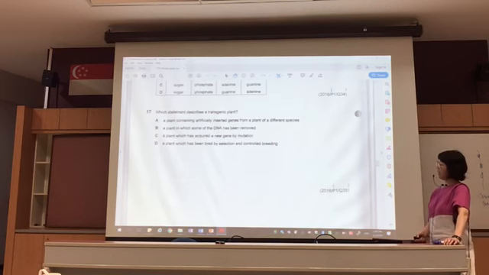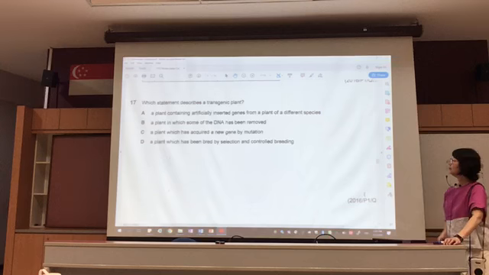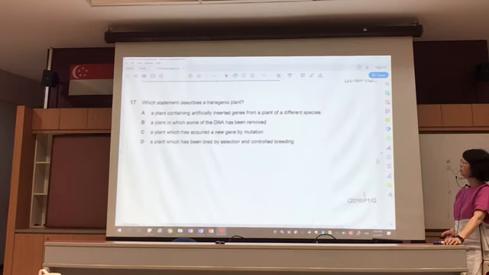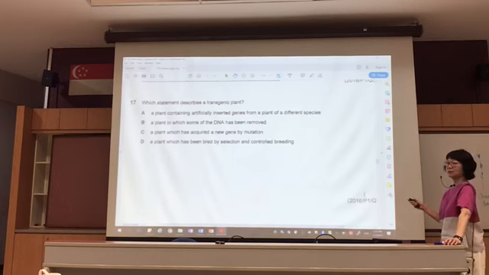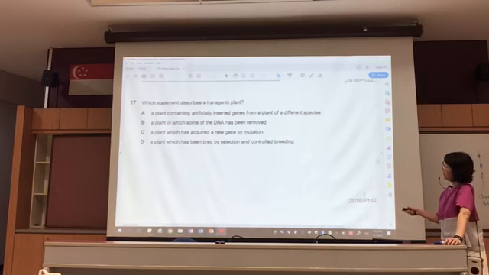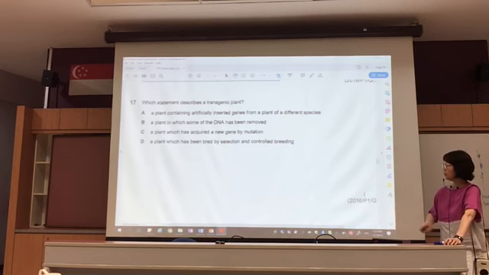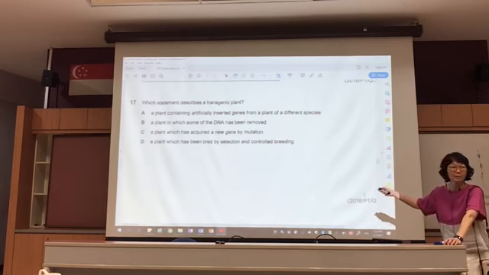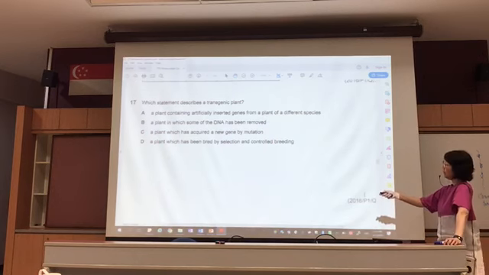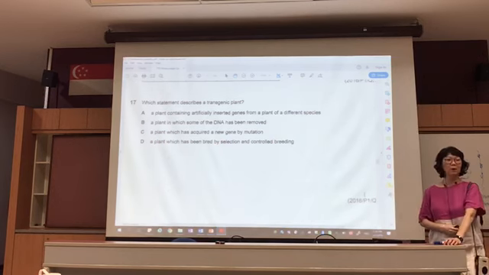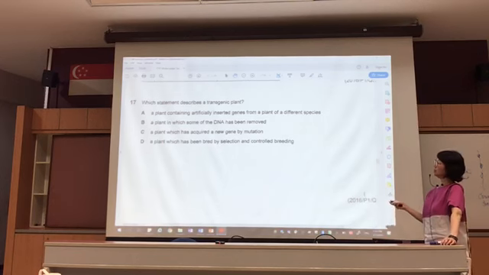What describes a transgenic plant? So what do you think is the good answer here? Transgenic plant. Is it a plant that's artificially inserted with genes from a plant of a different species? Possible, right? Is it a plant in which some of the DNA has been removed? No. Transgenic means you acquire some foreign gene. A plant which has acquired a new gene by mutation, it's not by mutation. A plant which has been bred by selection and controlled breeding? No, this is selection. So this is not transgenic.